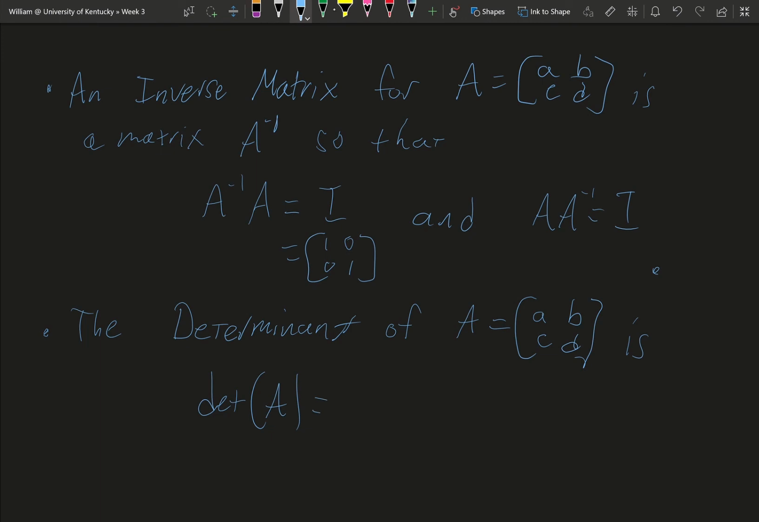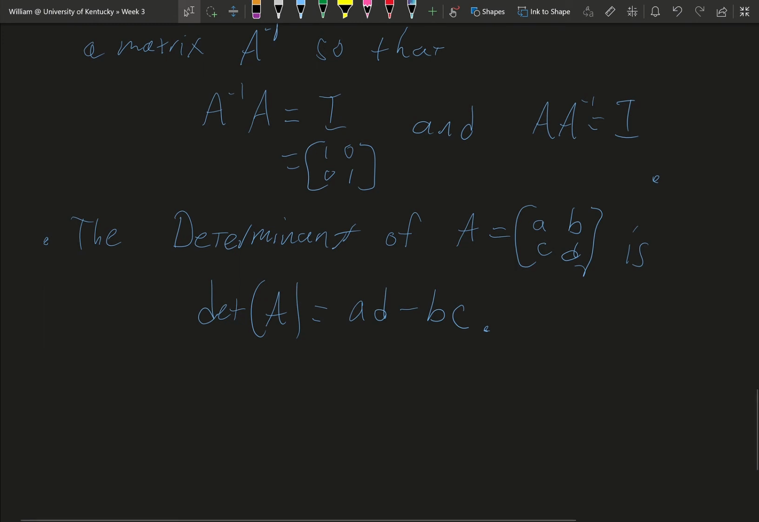But what we do is we do the product of the main diagonal, so A times D, minus B times C. So these two things are very closely related. So just a fact, which is why we're doing this.